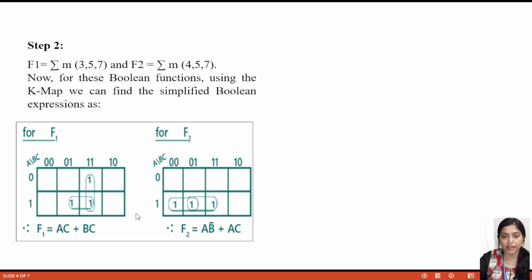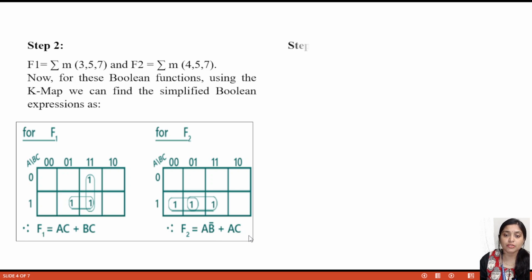Please go through again. Now F2 also is 3 bits, so 8 cells are there. In the 4, 5, 7 positions we have to place 1, and these two ones make a pair and these two ones make a pair. Based on this, F2 is actually AB bar plus AC.